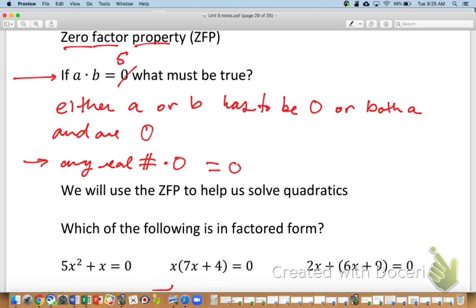Believe it or not, sometimes I have some really advanced math students that mix this up, and they forget that it's all about 0 in this case, right? Any number times 0 is 0, not some other number. Okay, so we're going to use this zero factor property to help us solve quadratic equations. And so I thought maybe I'd take a minute and help us remember what a quadratic is. So does anybody remember this from the last couple of weeks, what a quadratic is? It's got a very specific form.